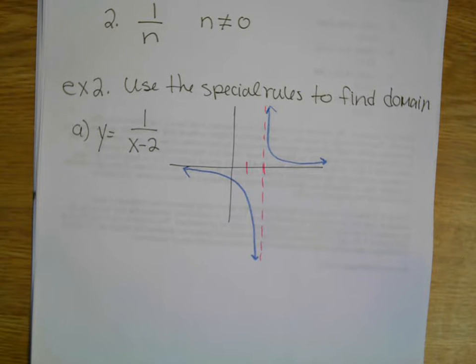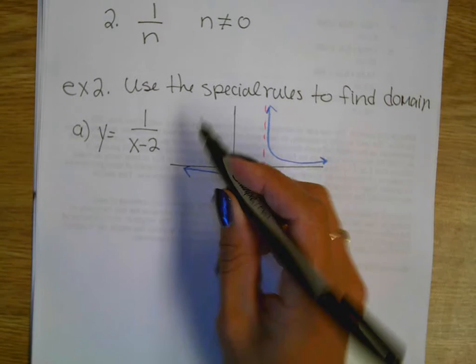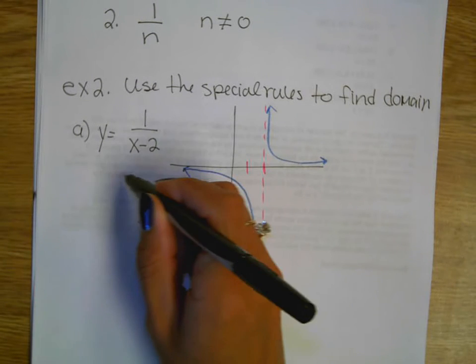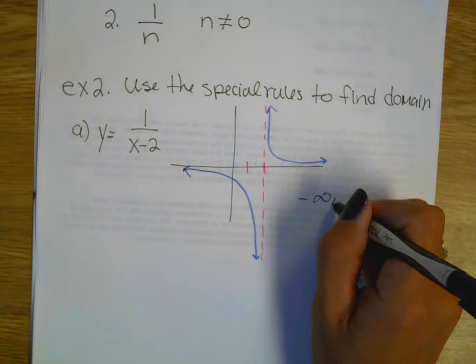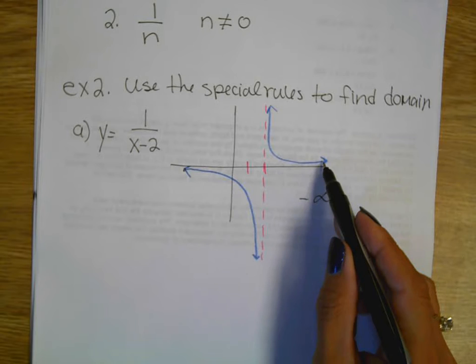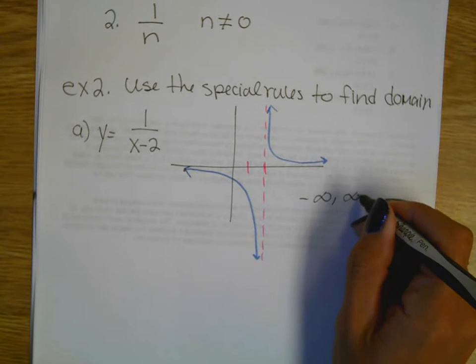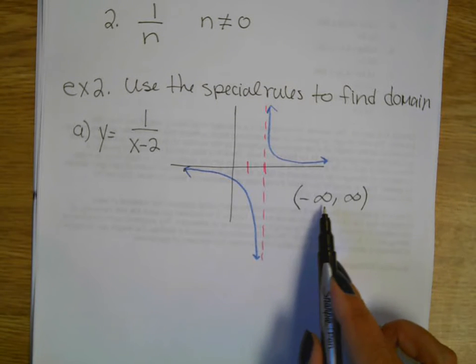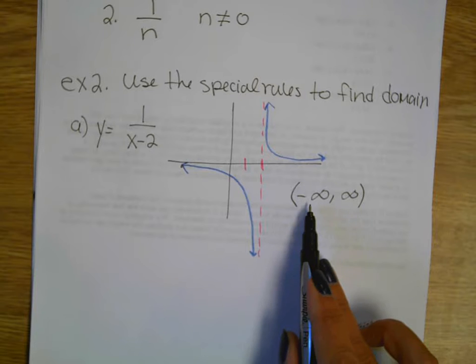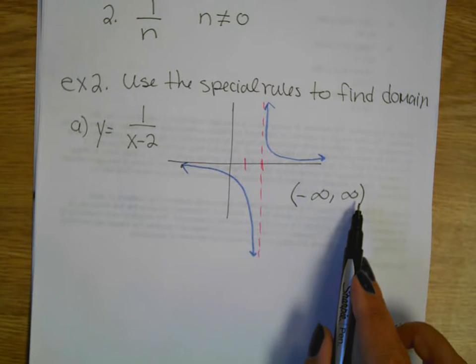So all I'm asking for is domain. Domain's left to right. Well, if I look, my leftmost point is going to be on this branch here, and it's on an arrow. That's just going to keep going to the left, to the left, to the left. That's negative infinity. To the right, well, here's my right branch. To the right, to the right, to the right. That's an arrow. That's infinity. So if I write this down, I'm saying the domain is every value from negative infinity to positive infinity. Is that correct?